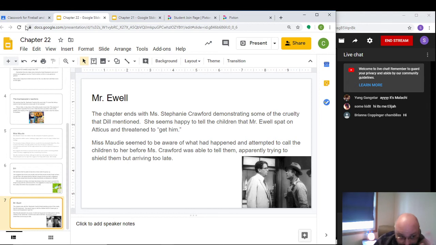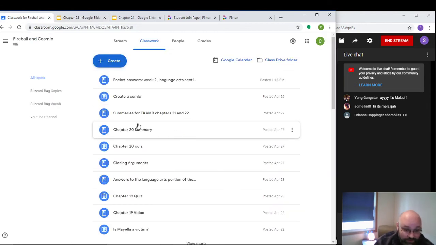What I want to go over now, though, firstly, I put the summaries for these two chapters already on Google Classroom. Secondly, I put the answers to Week 2's Language Arts section of your packet on there as well. So, on your packet, it's broken up into weeks. There's 7 weeks, I believe.